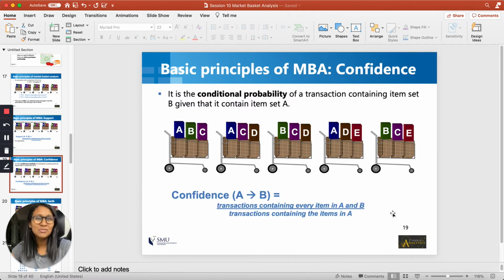Whereas when we calculate the confidence, if you have confidence of A implies B, what it means is that you're looking at all the transactions where A is present and you're trying to see which ones of those also have B. So it's easy to imagine why confidence of A implies B will not be the same as the confidence of B implies A. So from that perspective, confidence is not symmetric.